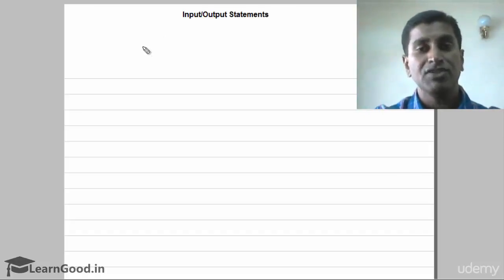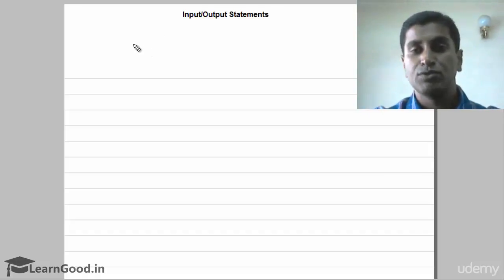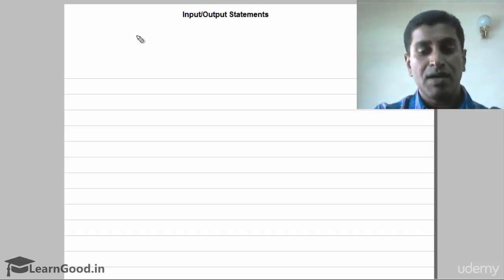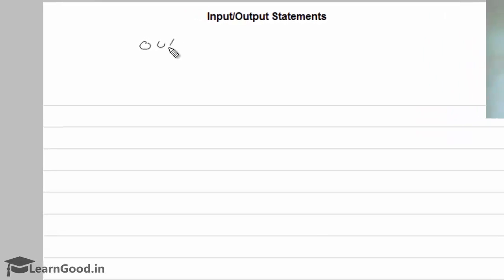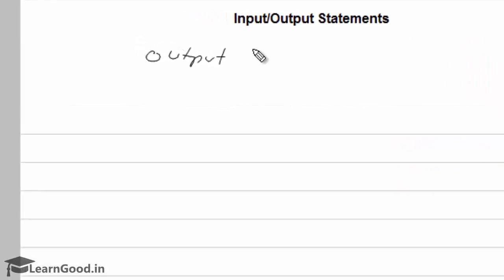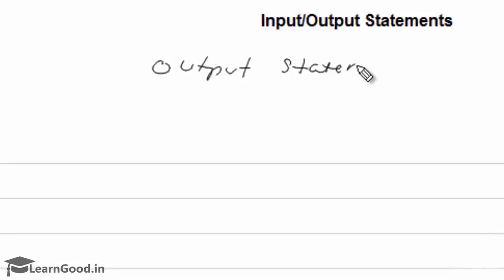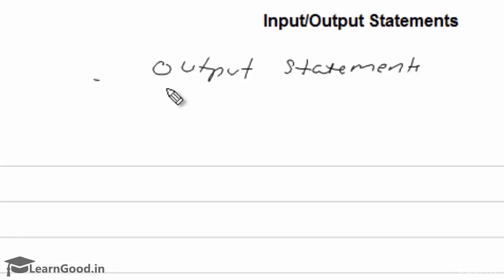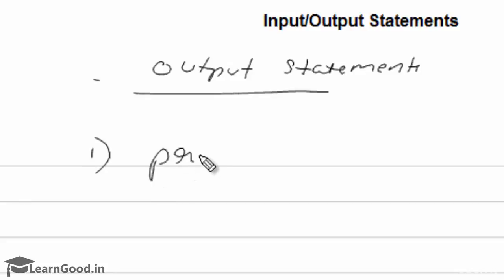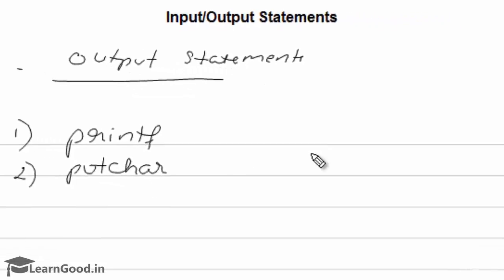Now, there are different functions provided in the C language to perform these I/O operations. For output statements, one you have very regularly used in C language is the printf function. The second one, to display a single character, is a function called putchar.